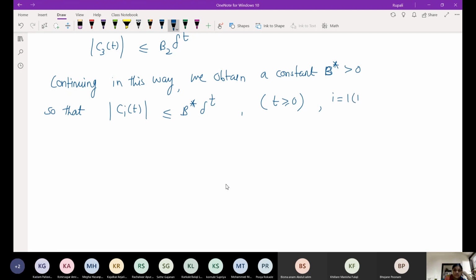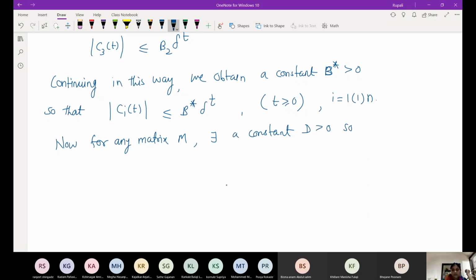Yes, ma'am. i equal to 1 to n. Now, for any matrix M, there exists a constant d greater than 0, so that, from the matrix norm, mod of M times v is less than or equal to d times modulus of v, for all v belongs to Rn. This theorem comes in complex numerical analysis.